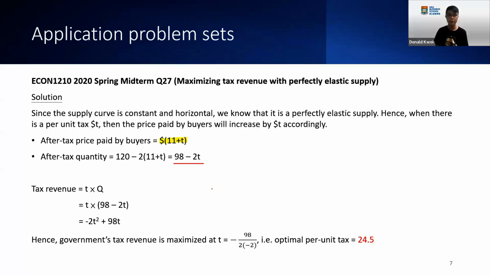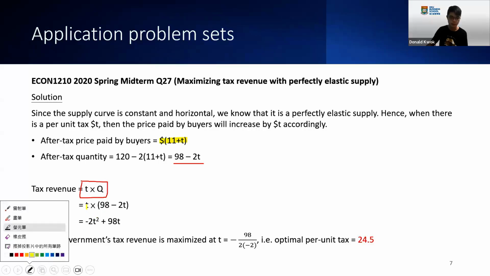Because we are going to find the point where the government's tax revenue is maximized, we would like to write out the tax revenue function and find the value of the per unit tax that maximizes it. Total tax revenue is the per unit tax T multiplied by the after-tax quantity. So we just plug in the after-tax quantity, 98 minus 2T, and then we will have the expression.